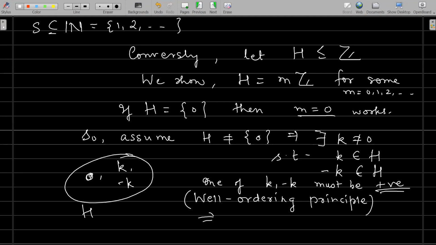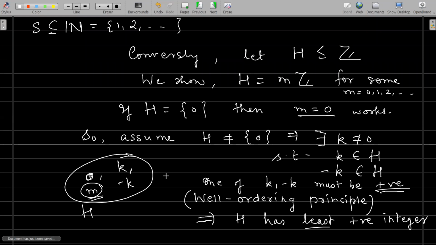So the well-ordering principle implies H will have a least positive element. So we can have a least positive integer, which means out of the various positive integers in H, I can always choose the one which is the least positive integer. Let's call it M. And for this M, in fact, one can show that H turns out to be MZ.